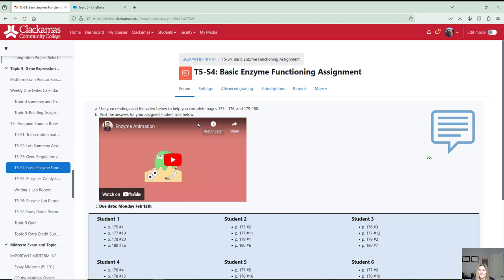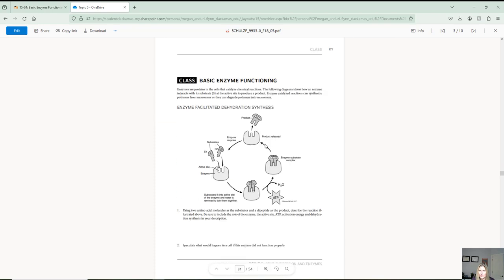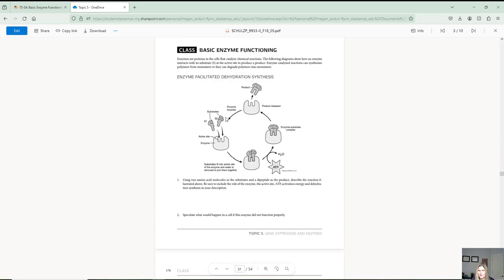You'll watch that animation, and then with the knowledge from your textbook that you've gained, you'll answer the question. So, explain what's happening here with the enzyme, this structure. You can see that it doesn't change at all throughout the reaction.